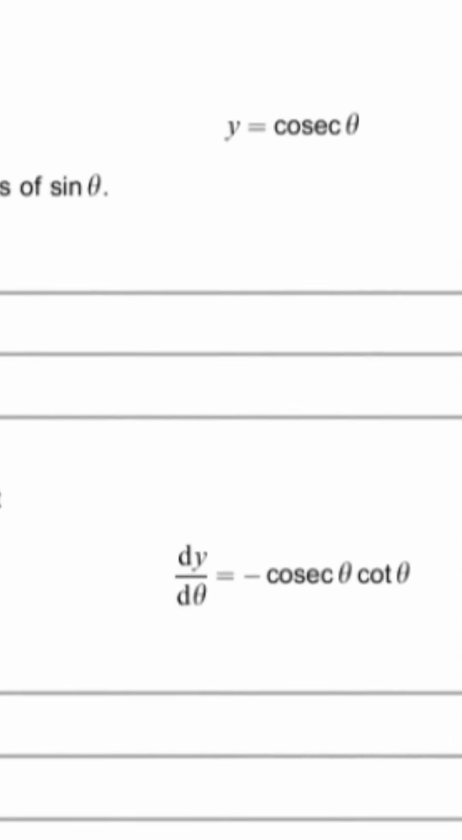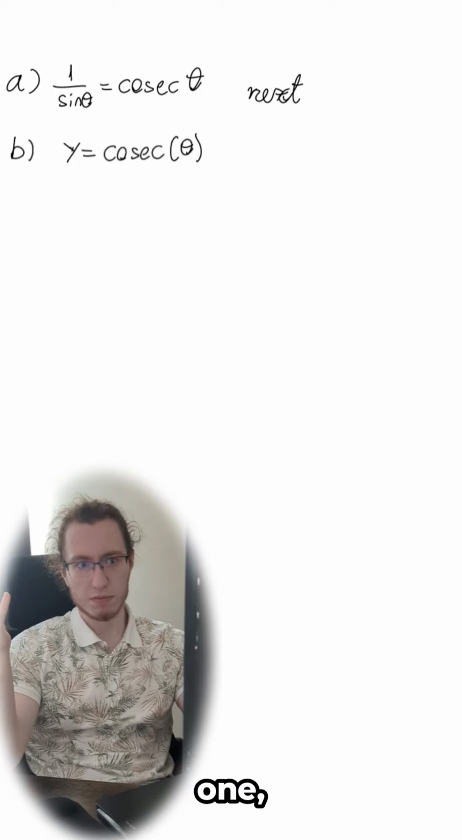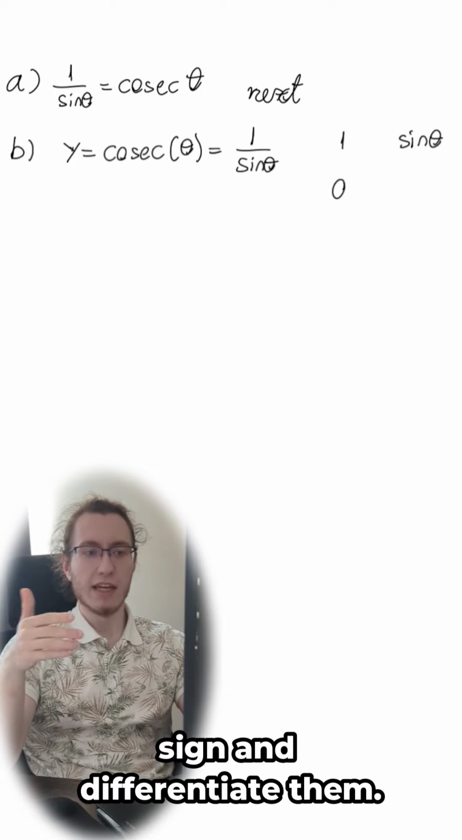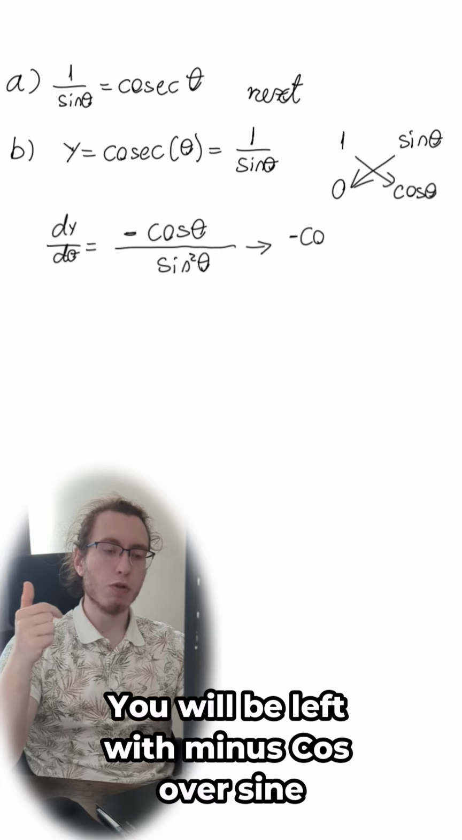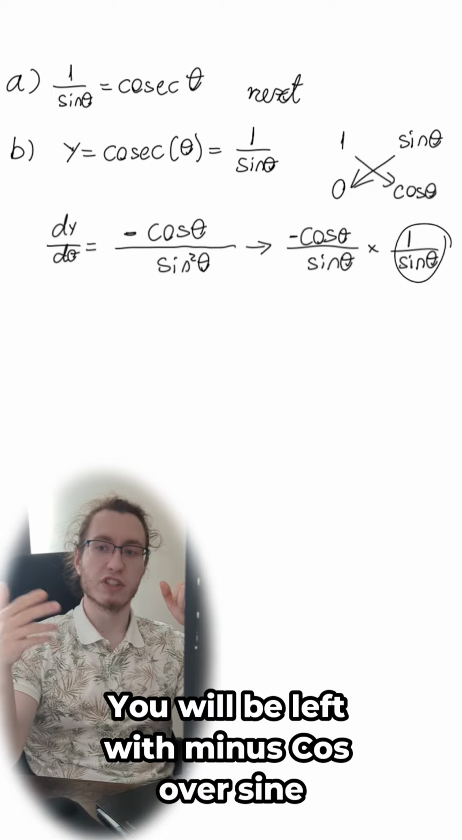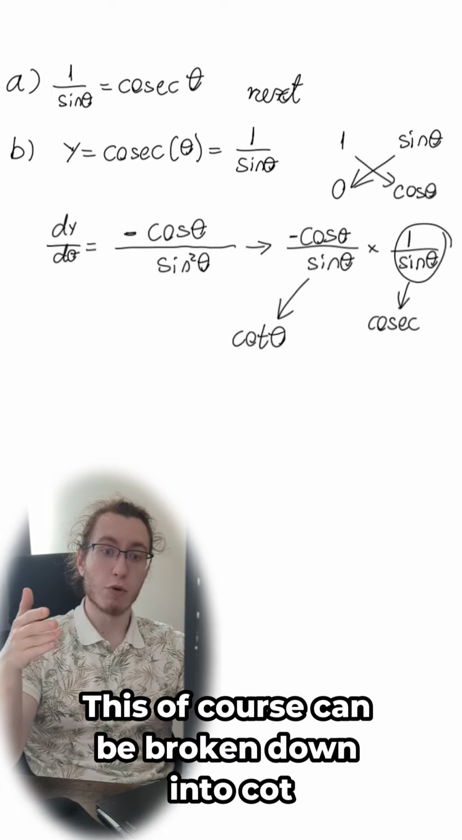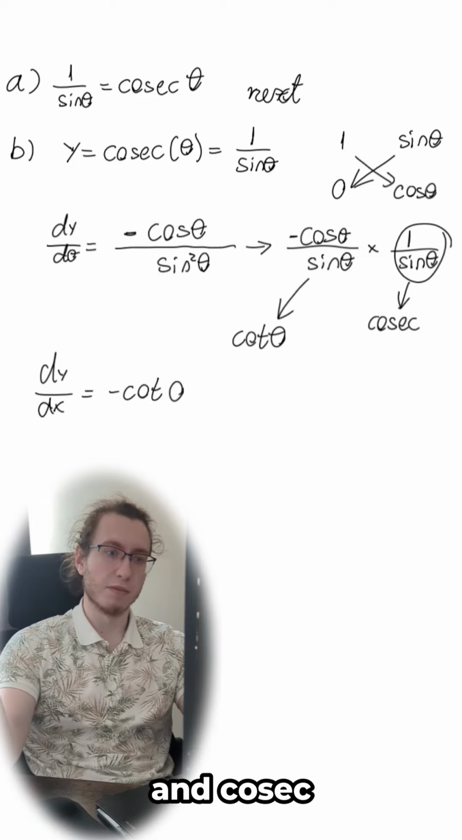For the differential, as long as you remember the quotient rule, you are chilling. Take the function on top, 1. Take the one on the bottom, sine, and differentiate them. Chain them together and then apply the quotient formula. You will be left with minus cos over sine squared theta. This of course can be broken down into cot and cosec as requested.